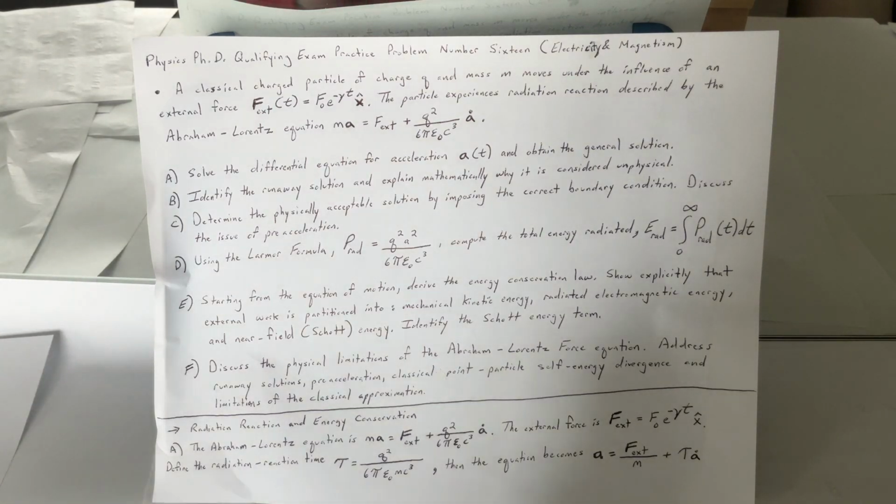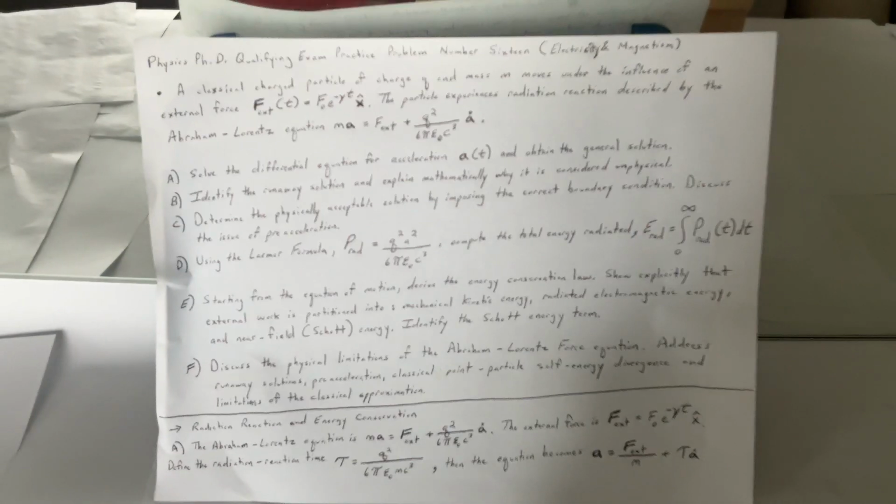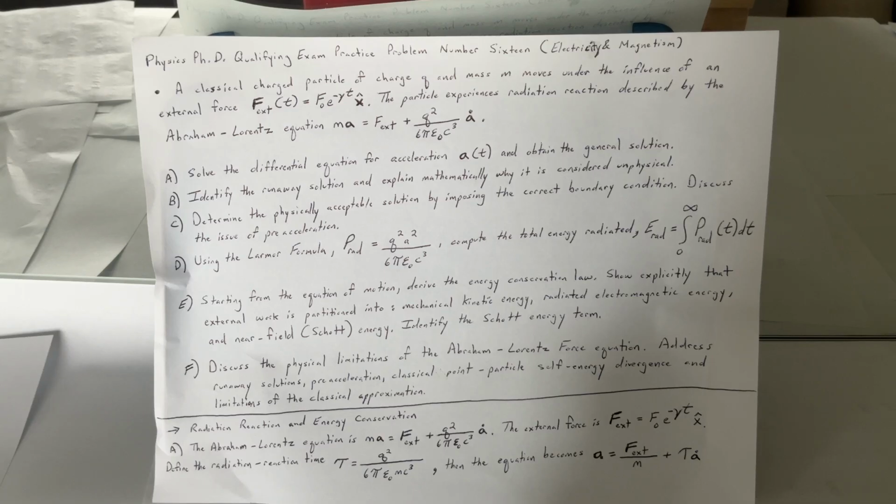Part A, solve the differential equation for acceleration a(t) and obtain the general solution. Part B, identify the runaway solution, explain mathematically why it is considered unphysical. Part C, determine the physically acceptable solution by imposing the correct boundary condition, discuss the issue of pre-acceleration. Part D, using the Larmor formula, P_rad = q²a²/(6π ε₀ c³), compute the total energy radiated, E_rad equals the integral from 0 to infinity of P_rad(t) dt.